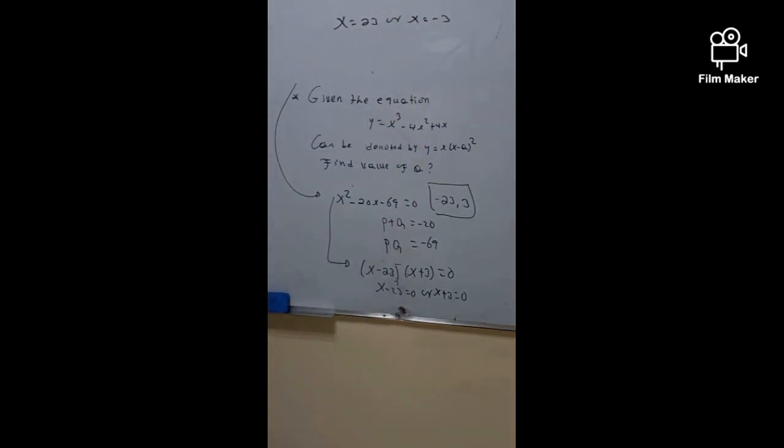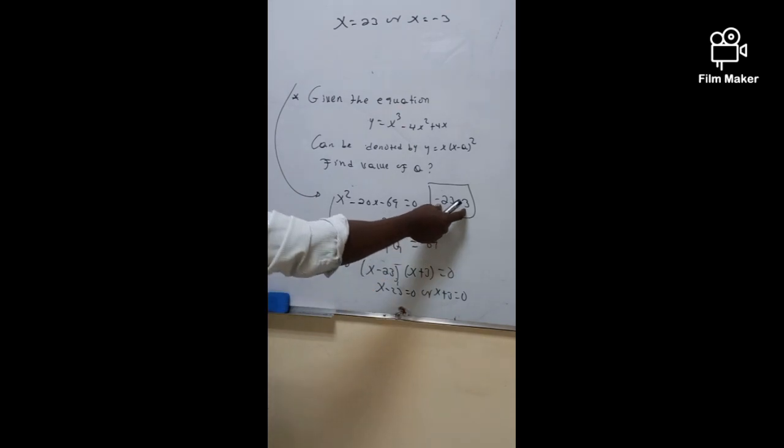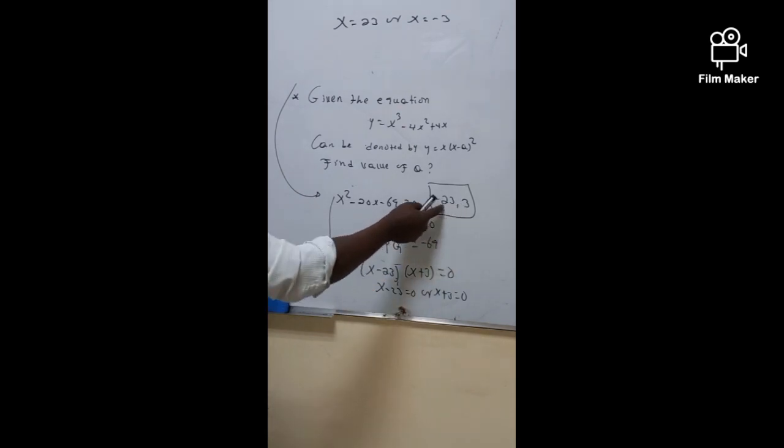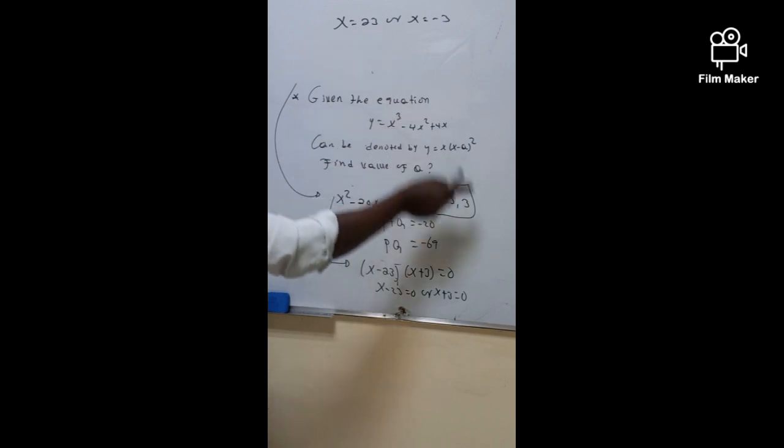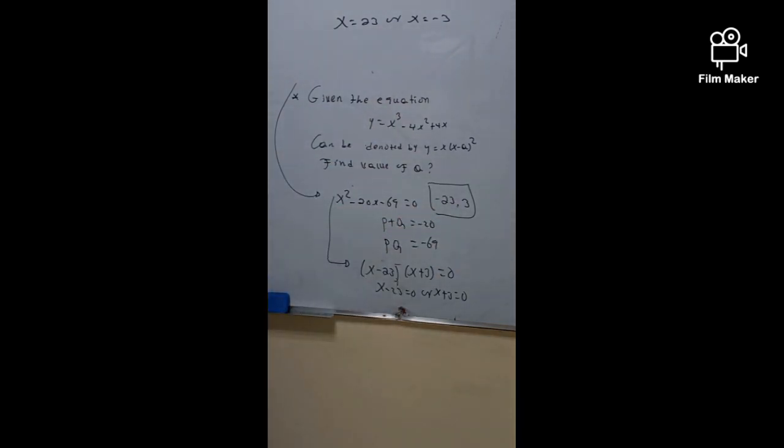This is simply the direct opposite of this one. So the solution will be the direct opposite of this one. The opposite of 23 is negative 23, and the opposite of 3 is negative 3. So these are the solutions for the value of x.